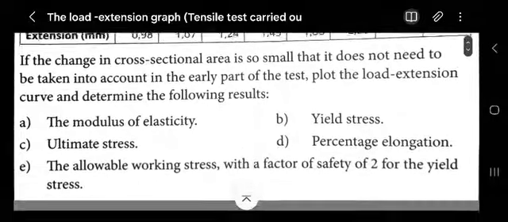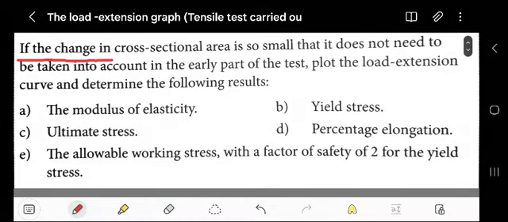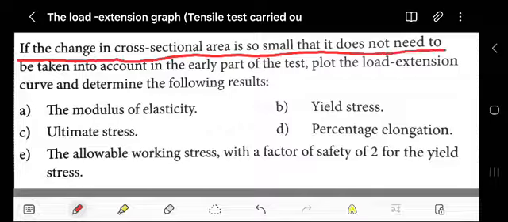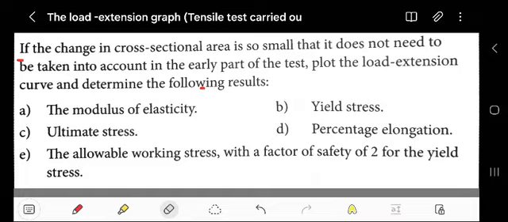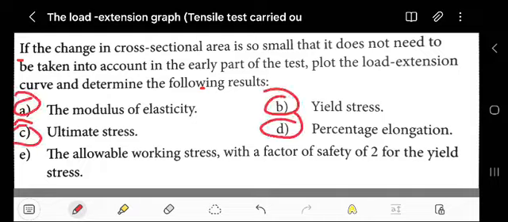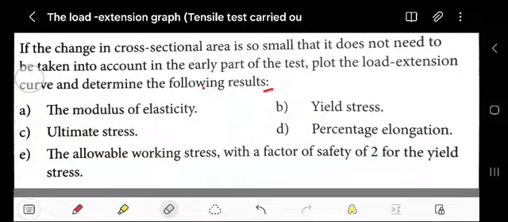If the change in cross-sectional area is so small that it does not need to be taken into account in the earlier part of the test, plot the load extension curve and determine the following. We should plot, and then we should determine the following: A, modulus of elasticity, yield stress, ultimate stress, percentage elongation, and the allowable working stress. So we have to plot, guys.